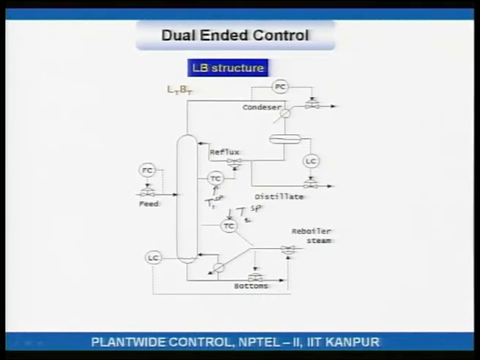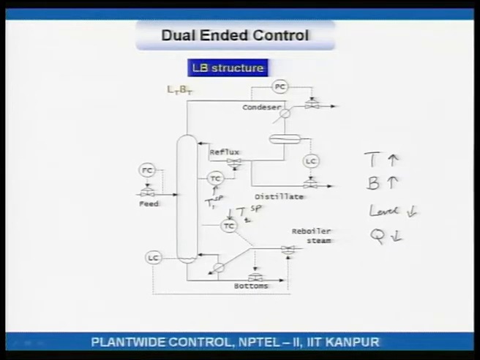Now, if the level here is starting to go down, in order to maintain the level, what would the level controller do? Level is going down, reduce the steam. So, if temperature is going up, bottoms should go up. As bottoms goes up, level goes down. As level goes down, in order to bring that level back, reboiler duty goes down. Now, like I said before, the moment the boil up changes, all tray temperatures respond. The dynamics are quite fast compared to a change in the reflux, for example. So, when Q goes down, immediately T would go down, come back to set point.